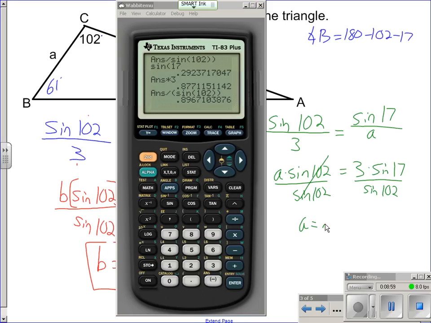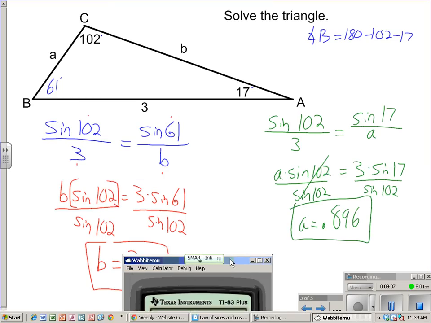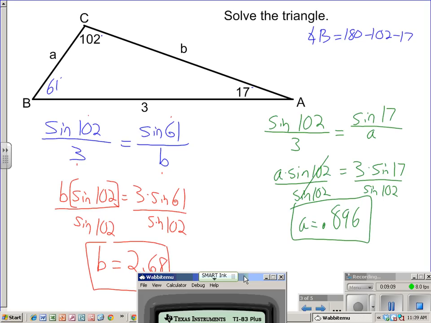Well, kind of an unusual number, but that's what it is. 0.896. A little less than 1, which can make sense. The 102 degrees, that's the biggest angle by far. Its opposite side is the longest side, which is only 3. Side A is across from the smallest angle, 17 degrees, a tiny little angle compared to the 102, so the side is going to be a tiny little side. So, the answer makes sense. All right, that's using the law of sines.